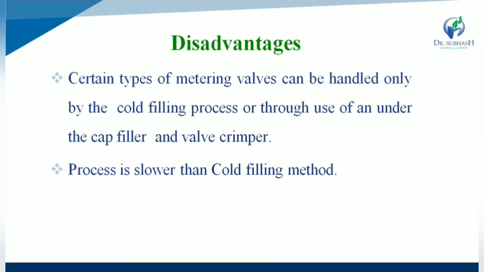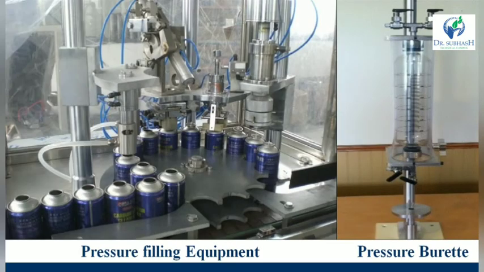Disadvantages of the pressure filling method: certain types of metering valve can be handled only by the cold filling process or through the use of an under the cap filler and valve crimper. This process is also slower compared to the cold filling method. That is the figure of pressure filling equipment, and that is the figure of a pressure burette.